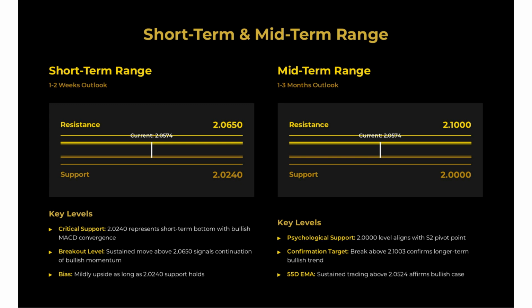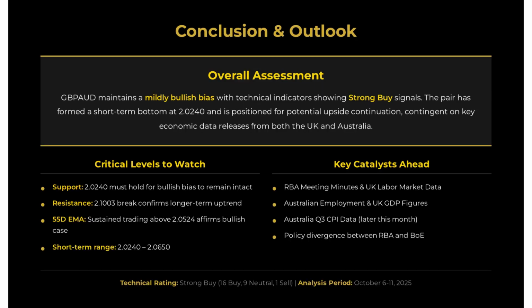The psychological support at 2.0000 aligns with the S2 pivot point and represents a major floor for the pair. The resistance at 2.1000, specifically 2.1003, is the confirmation target where a break would validate a longer-term bullish trend. The 55-day EMA at 2.0524 is another critical level where sustained trading above would affirm the bullish case and attract more buyers.